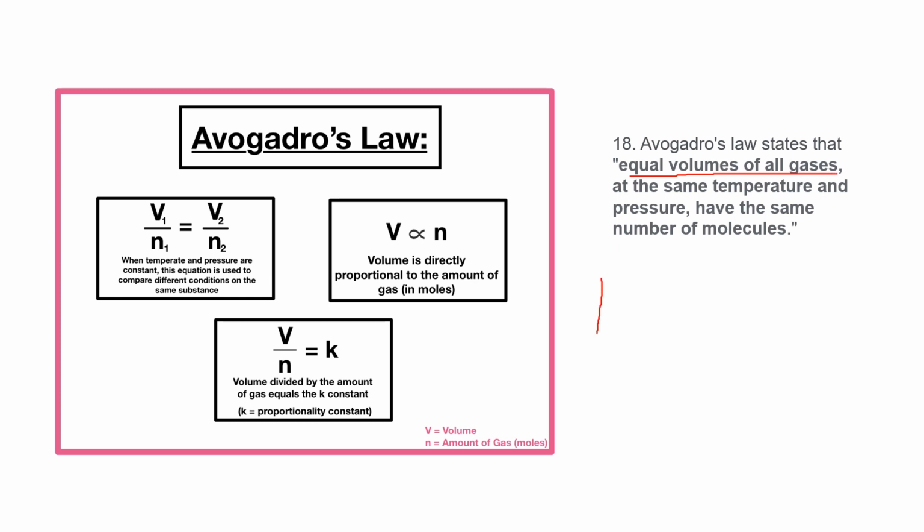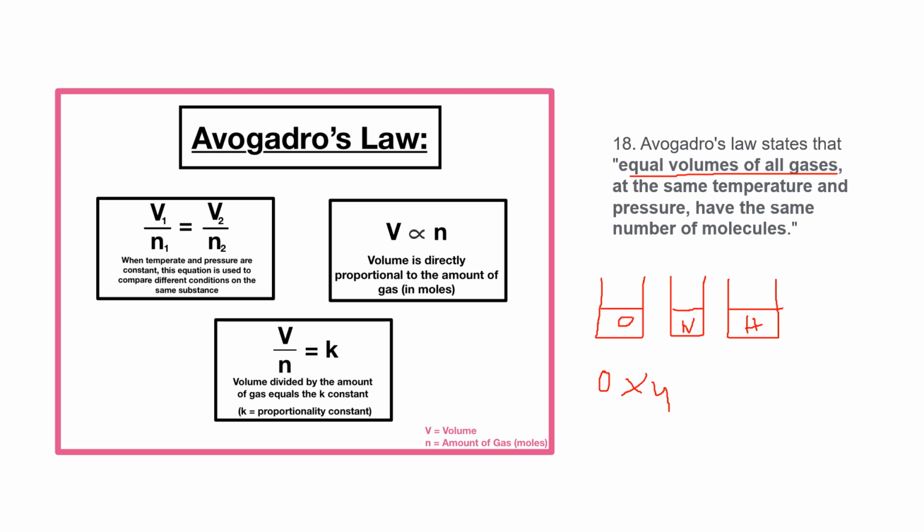Let us take the volume of all gases. Here oxygen, here hydrogen, and here nitrogen. Let us take this as oxygen, this is the same amount of gas, this is nitrogen, and this is hydrogen. Let us assume these three are in equal volume: oxygen, nitrogen, and hydrogen. What is Avogadro's law?